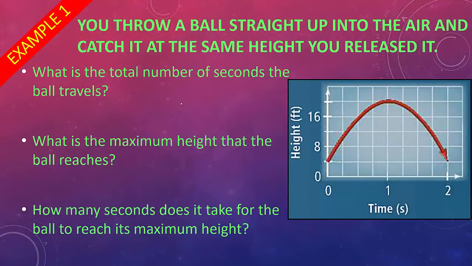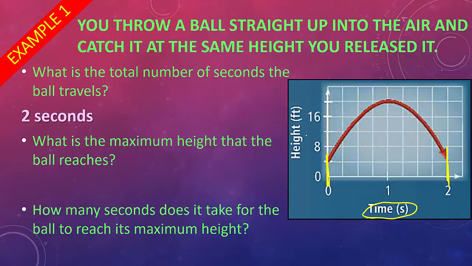So, what is the total number of seconds the ball travels? Simple. All you have to do is look at your graph for time, because this is time in seconds. Where does it start? It starts at 0. It ends at 2 seconds.